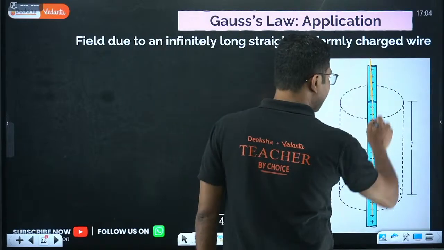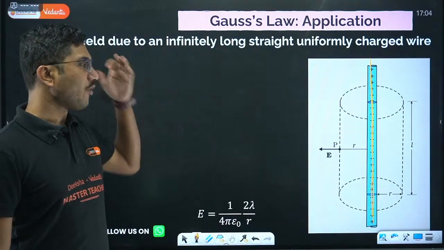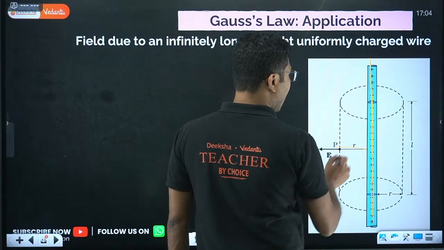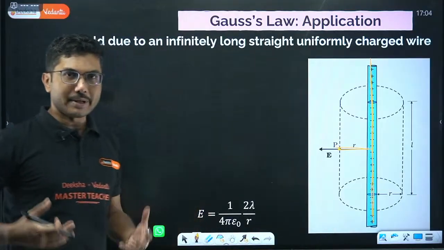So this is an infinitely long straight line, and you have to find the electric field due to this straight line at some distance r from the line at a point P. Okay, so this is the basic problem.